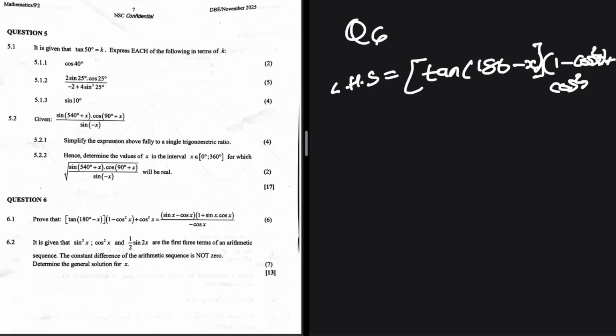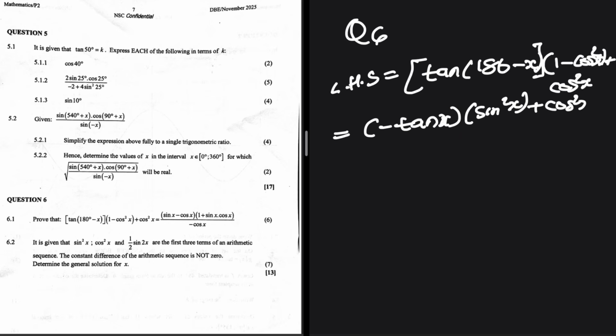So the left-hand side is equal to tan of 180 minus x into 1 minus cos squared x plus cos squared x. We can agree that 180 minus x is found in the second quadrant and tan is negative in that quadrant. So we're going to have negative tan x multiplied with 1 minus cos squared x, which we know to be sine squared x, and then we have plus cos squared x.